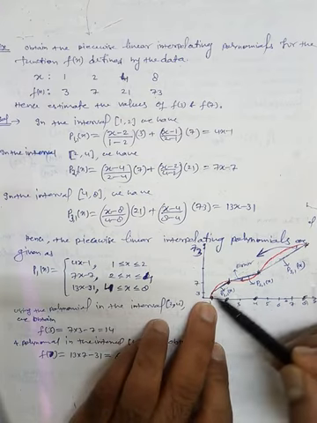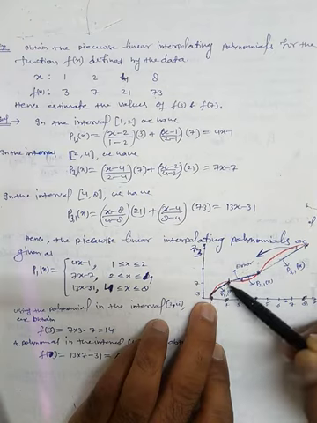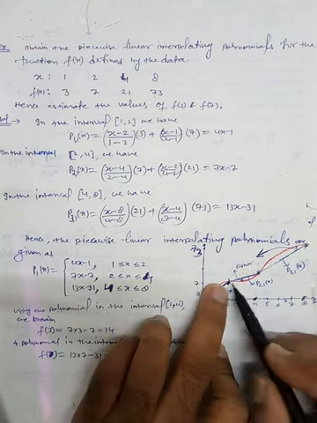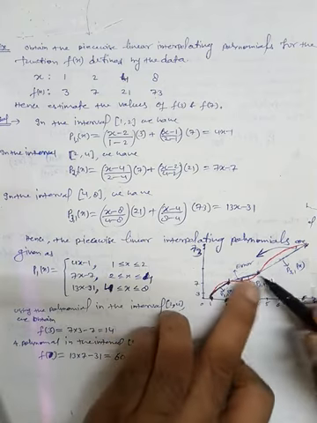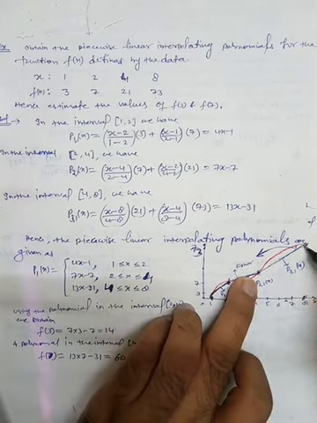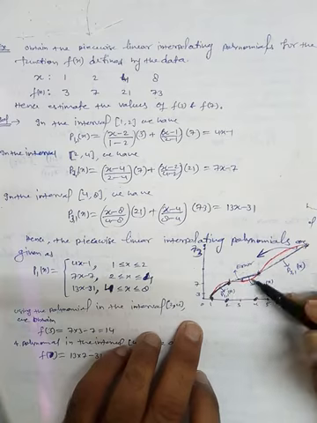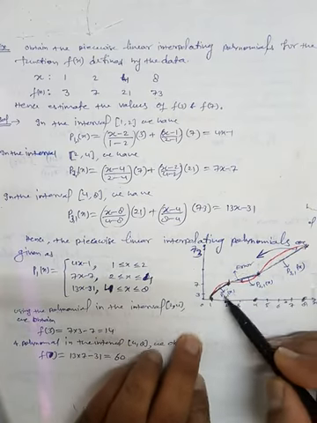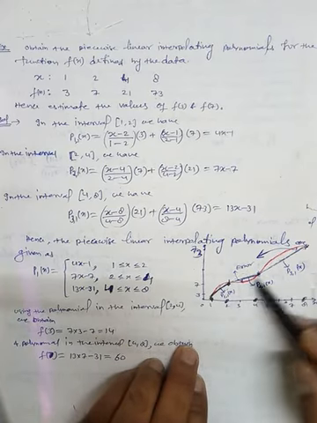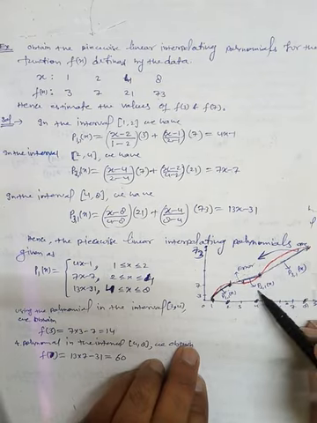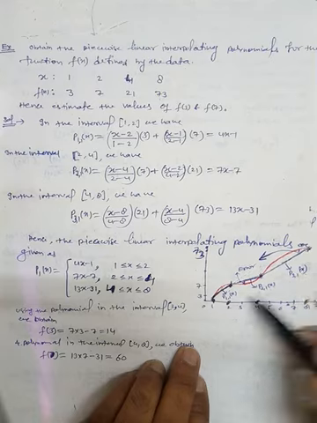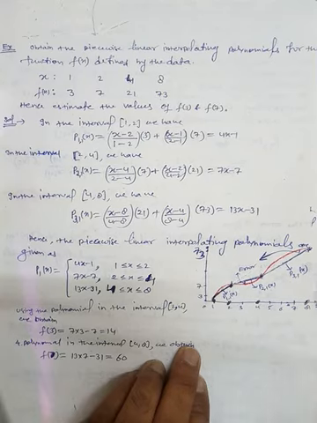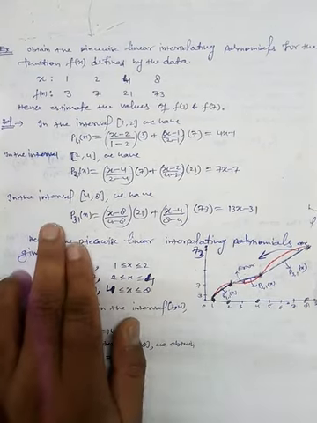However, in this interval we are joining these 2 points through a line. Similarly, these 2 points are joined through a line, and similarly these 2 points are joined through a line. So this is the error. The first line is denoted by p11 of x, the second line by p21 of x, and the third line by p31 of x. These are linear polynomials, first, second and third. Now try to find these polynomials.